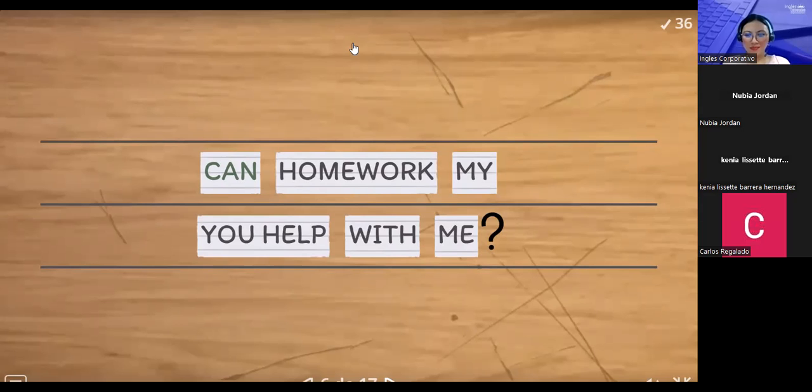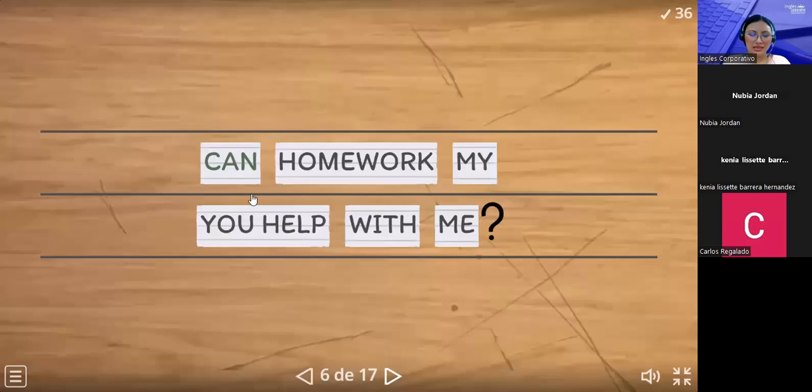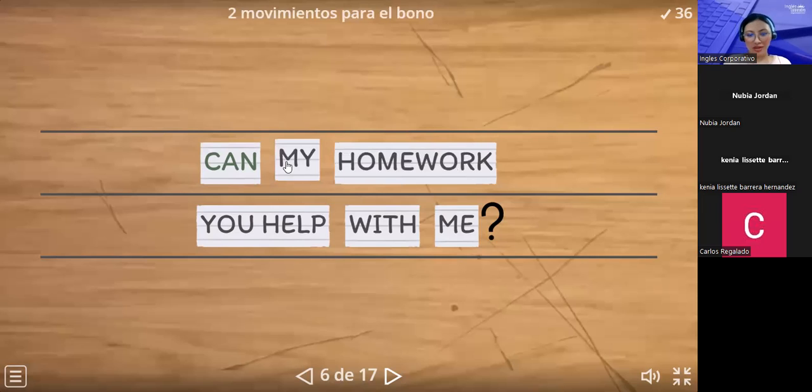Can you? Ve aquí la estructura, se la vamos a mostrar nuevamente. Tenemos can, le sigue un sujeto, verbo, está verbo y un complemento. Can, subject plus verb, plus complement. Ahora, Nubia, entonces ocupemos ese mismo orden. Ya tenemos can. What is next? Ajá, yes. The subject. ¿Cuál es el sujeto? Será my, me, is it you? My. King my, no nos dio verde, así que no es esa.